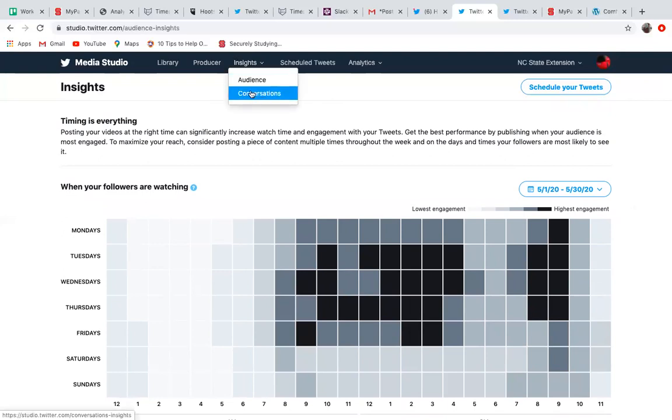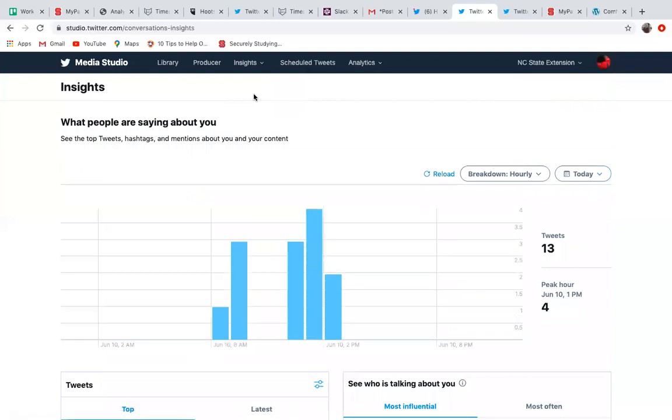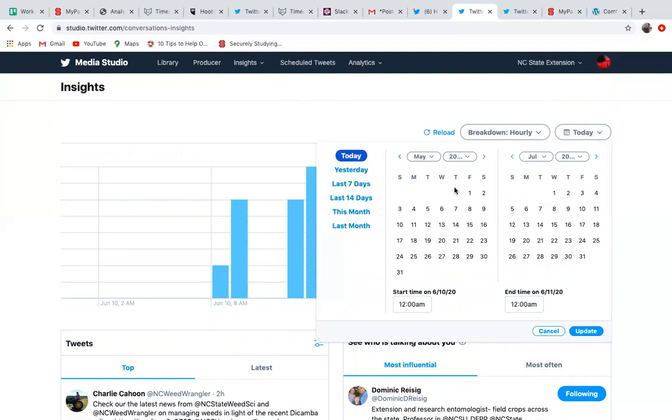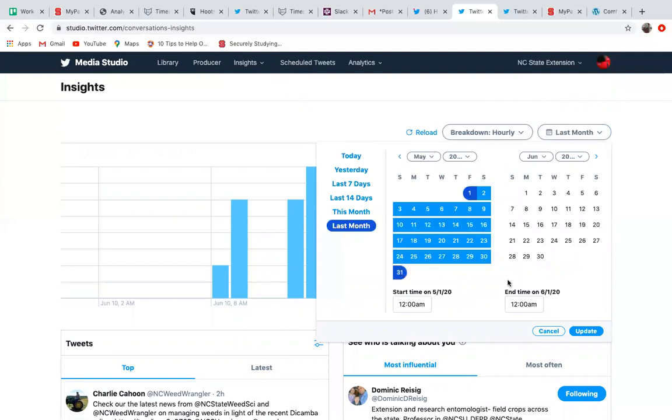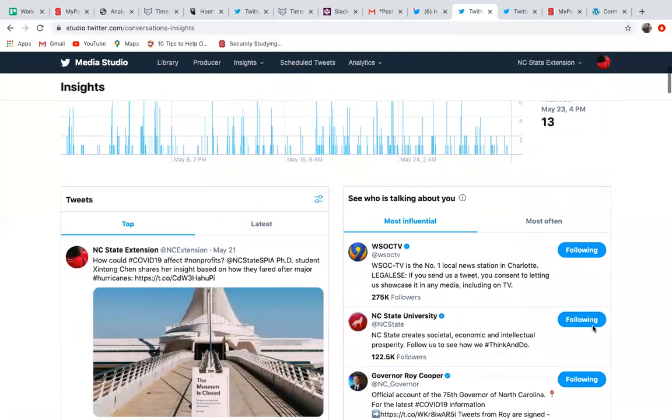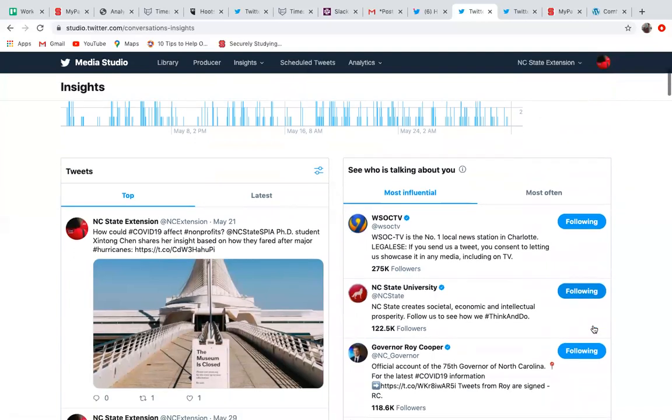And another thing you can look at is conversations. Again, I like to look at it on a monthly basis. So I'm going to update that. You can see who is talking about you, and it breaks it down between the most influential and the most often. The most influential means those accounts that have the most followers that are talking about you. They could either be at-mentioning you specifically in a tweet, or they could just be engaging with your content via like, reply, retweet, etc.